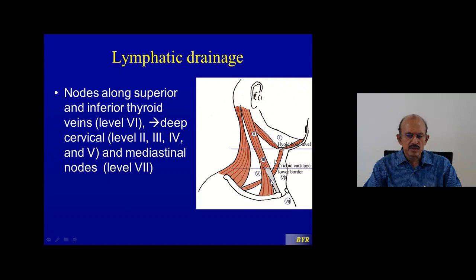Level 3 nodes are situated between a line drawn across the thyroid cartilage and the cricoid cartilage. Level 4 is below the level of the cricoid cartilage. Level 5 is the posterior triangle lymph nodes. Level 6 is the anterior part of the neck, also called the central compartment nodes. Level 7 is the superior mediastinal nodes. So all these lymph nodes except level 1 are involved in thyroid lymph drainage.